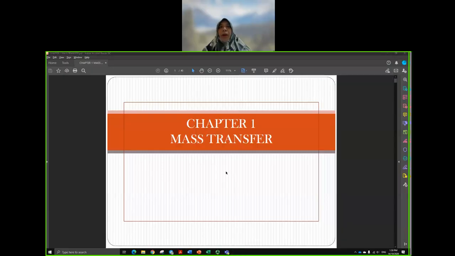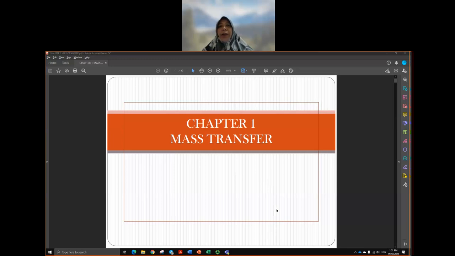Let me share with you the slides that we have. So the first chapter is mass transfer. What do we have to know about mass transfer?